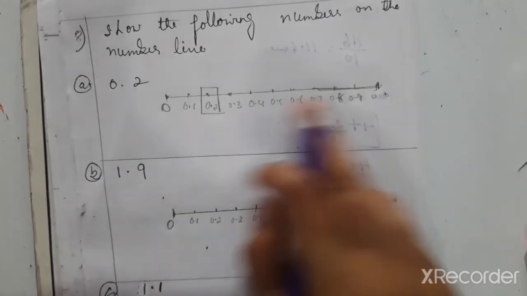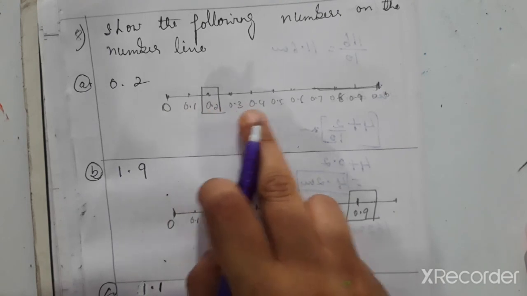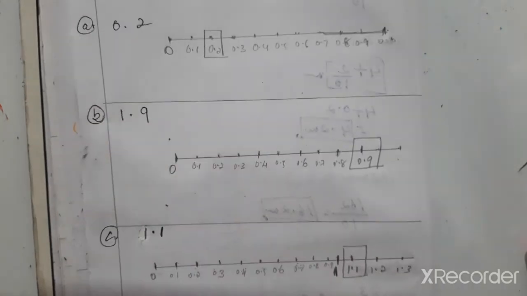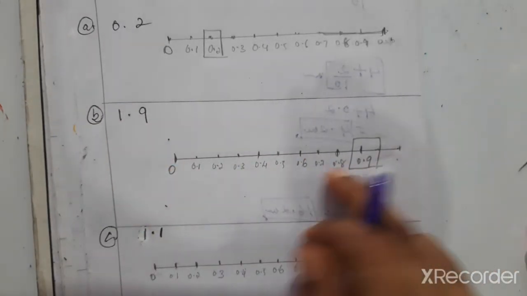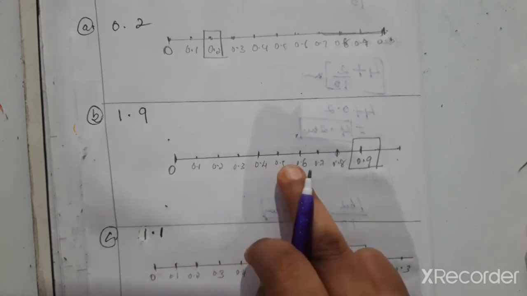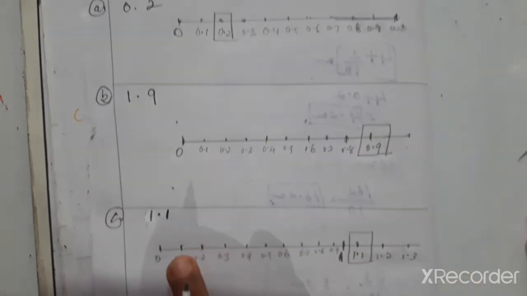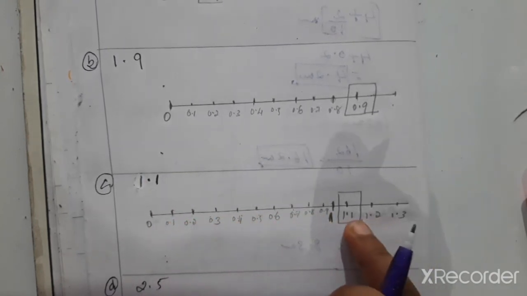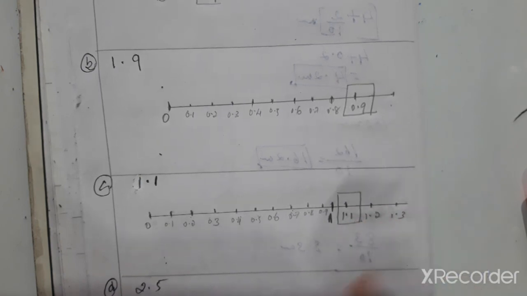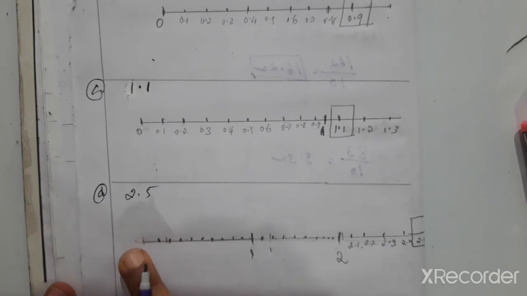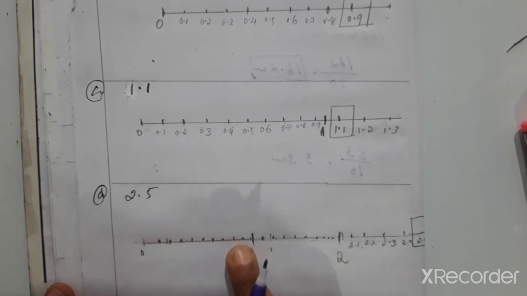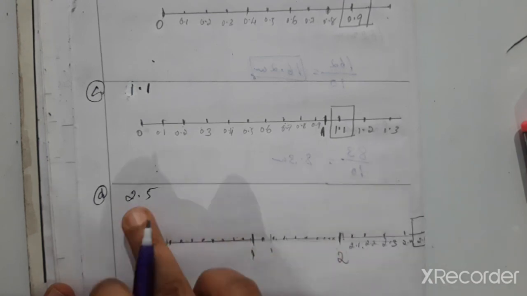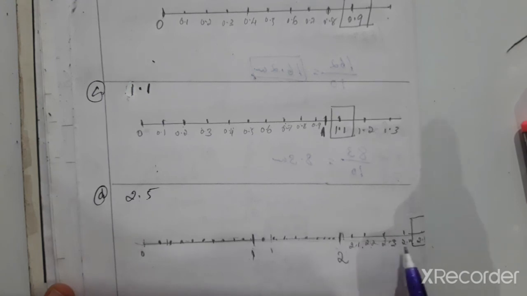0.2 is here. The distance also has 10 numbers: 0.1, 0.2, 0.3, up to 0.8. The next is 1.9. 1.9 means 0 to 1 with 10 numbers in between: 0.1, 2, 3, up to 0.9. You have to mark 0.9. For 1.1, from 0 to 1 the distance has 10 points, which you should write. Then 2.5 means 0 to 1, then 1 to 2. The distance between 0 to 1 should have 10 points, and 1 to 2 should have 10 points. Then you can write 2.5: 2.1, 2.2, 2.3, 2.4, 2.5.